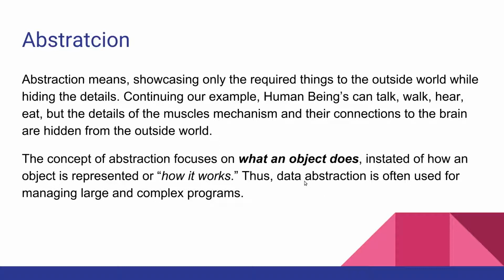Abstraction is basically that only what you need to see outside of the class is what you're going to see. You don't need to see all the nitty-gritty underneath. The example I have here is the same thing. Human beings can do all that, walk, talk, hear, and eat, but the details of the muscles and the biology we don't think about every day. So we're abstracting the underlying mechanism. Same with Java. It's just what it does, not how it does it.